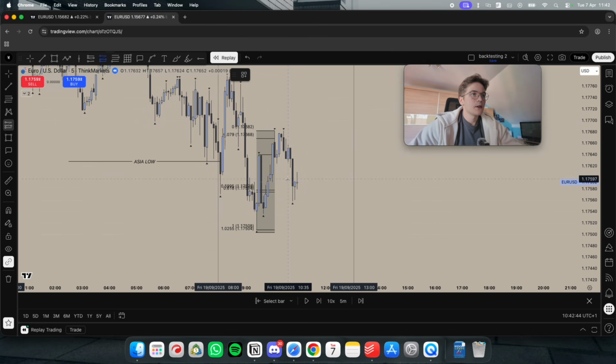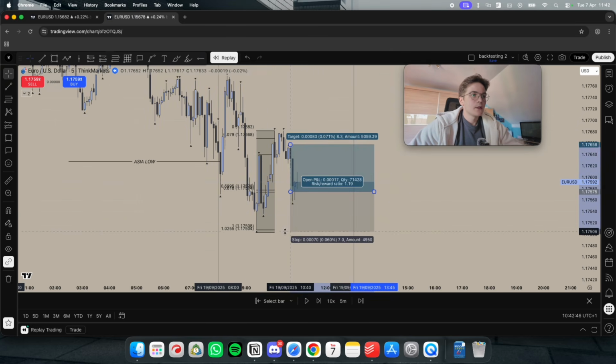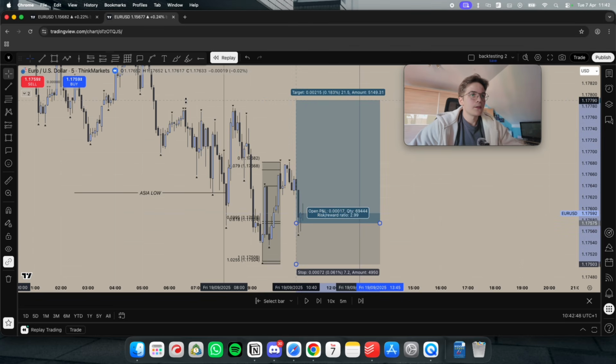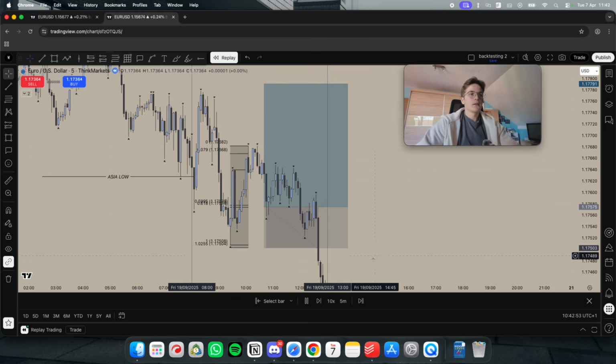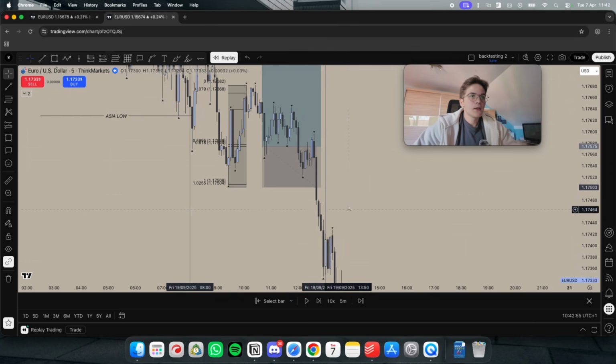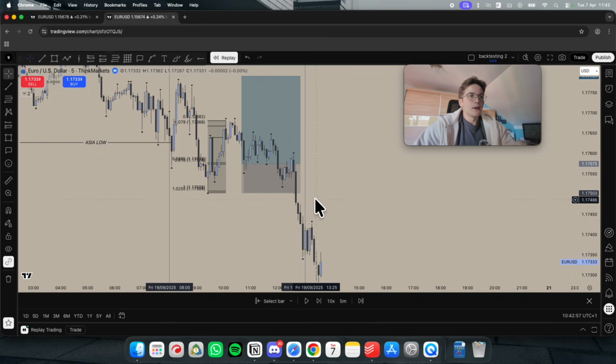Price retraces back down into our entry. Stop loss here. Take profit 3R. Let the trade play out. Okay, this was a loss. And we ended up getting a new session.